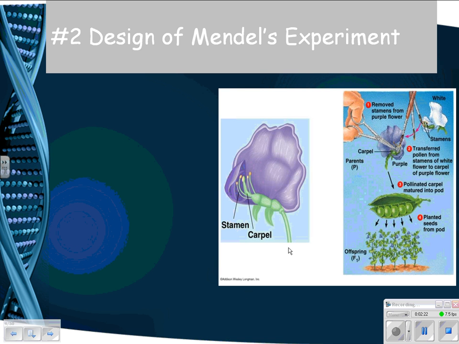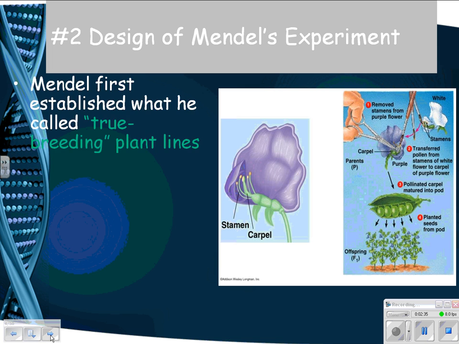So this shows a flower, a pea plant, and many people call pea plants the perfect plant for doing genetic experiments because they have both male and female parts. Now, Mendel was very careful to establish what he called true breeding pea plant lines. So, for example, if they had purple flowers, then they had for many generations only produced purple flowers. Or if they're white flowers, they produce only white flowers. So we call them purebreds.